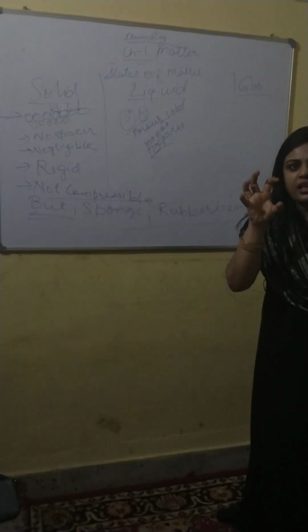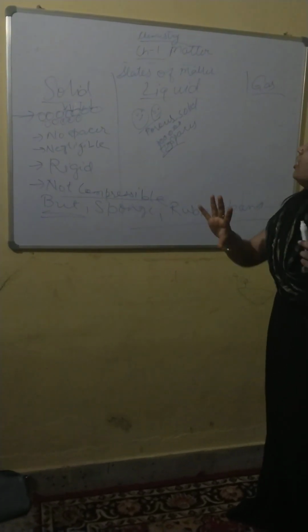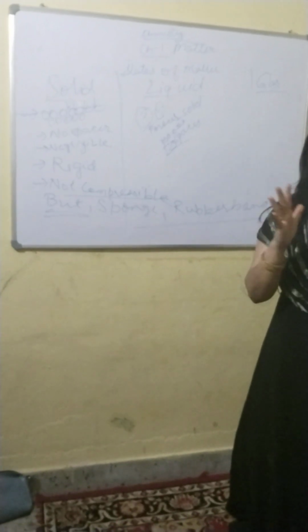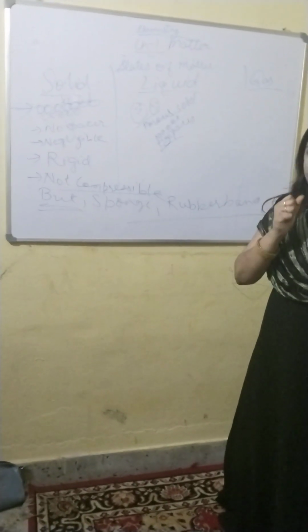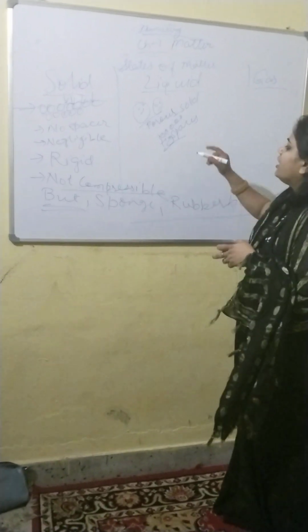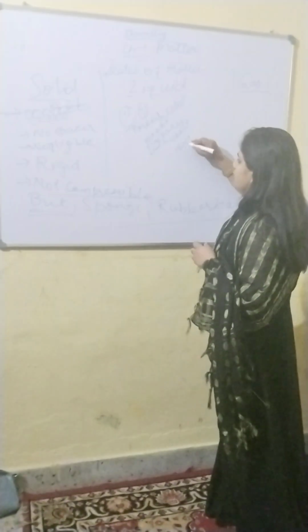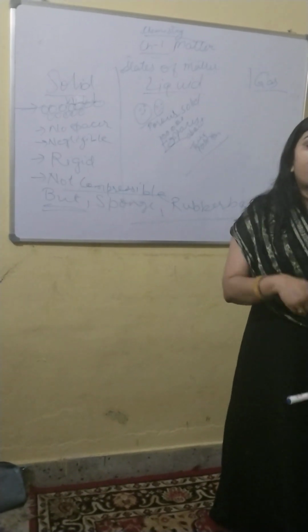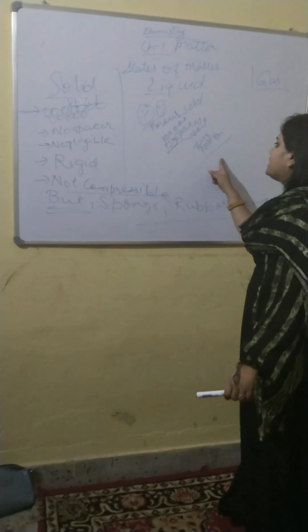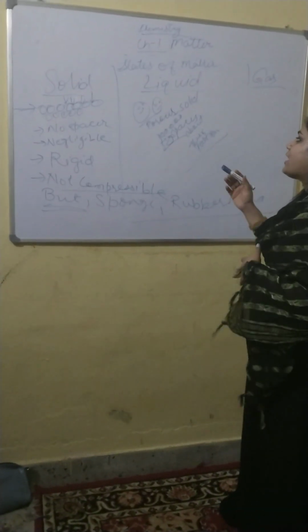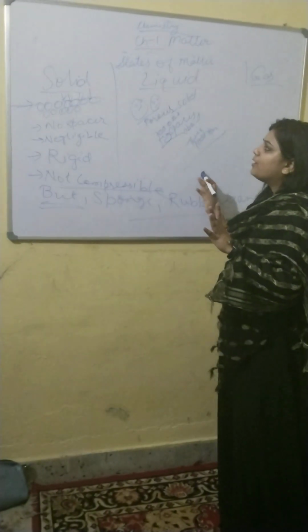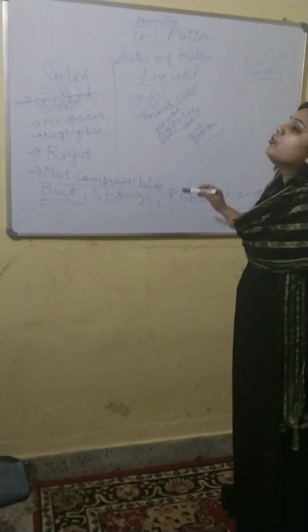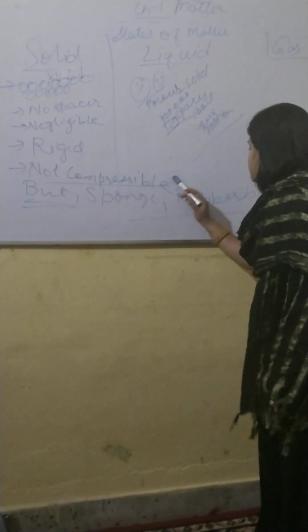And as we compress the ball, what happens? Those spaces come closer. They are compressed. And as we release, they come back to their position. Why are they compressed and why do they come back to position? Because they have some tiny spaces in between them, and accordingly they come back to their shape, and they are able to compress.